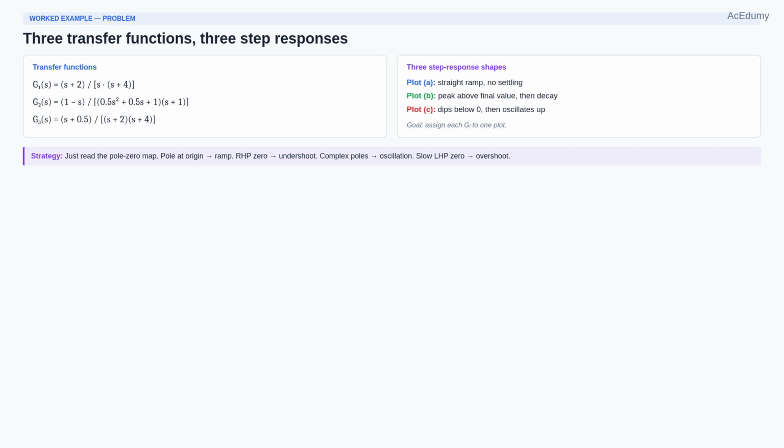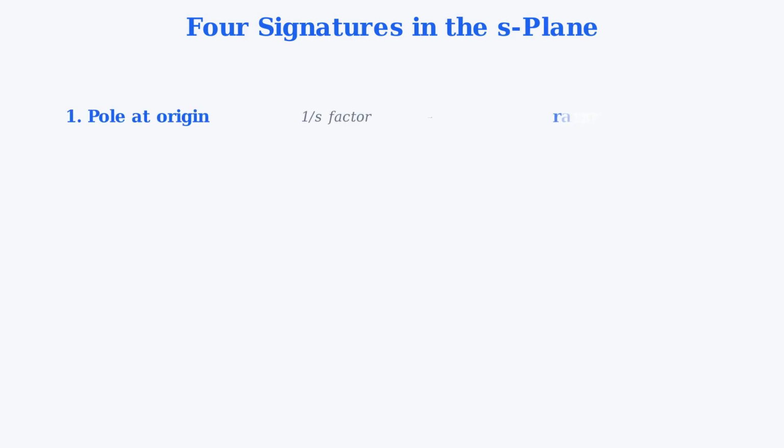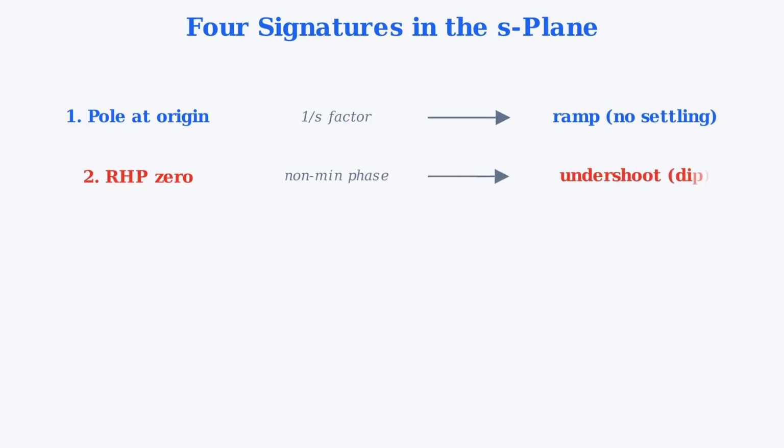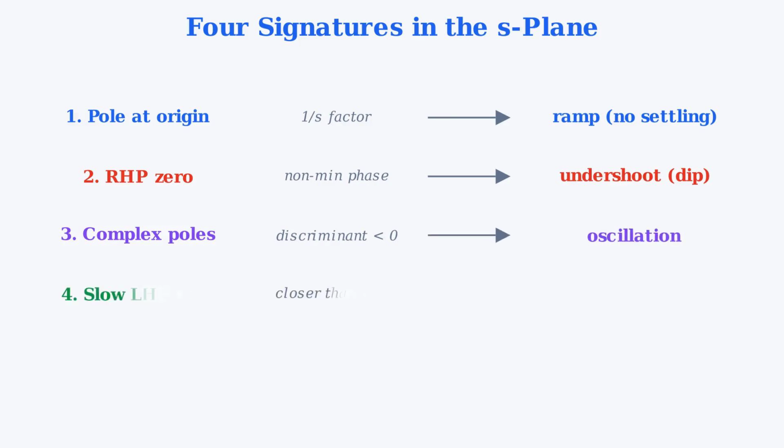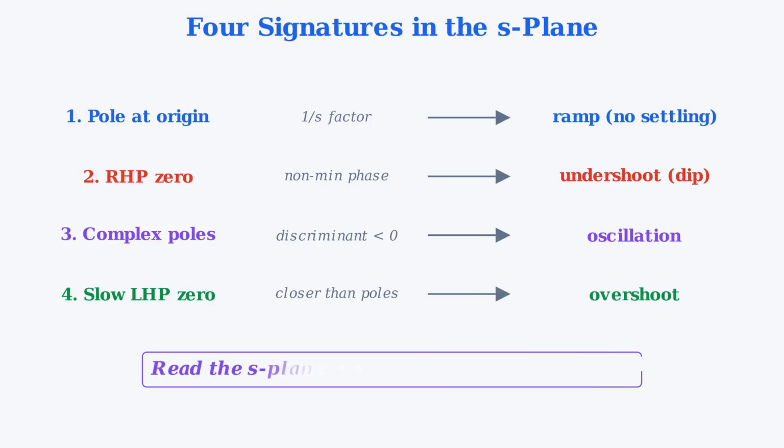Our job: match each transfer function to the right plot and justify every match using only the pole-zero map. No simulation needed. Quick strategy. Three signatures in the s-plane decide the shape of a step response. First, a pole at the origin. A factor of 1 over s in the transfer function is an integrator. The step response of an integrator is a ramp going to infinity, never settling.